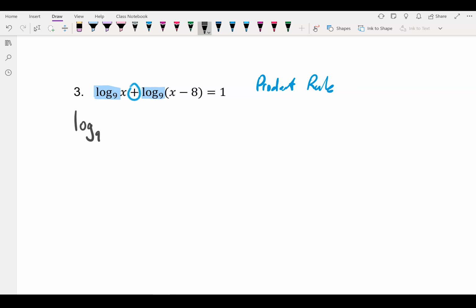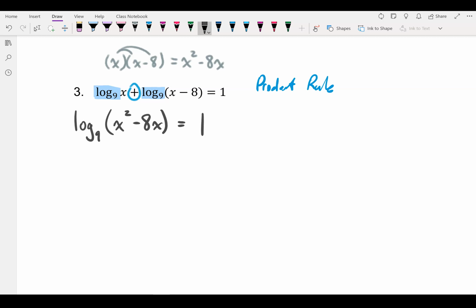It's x times x minus 8. It's x squared minus 8x. If you don't believe me, x times x minus 8, multiply those out, x squared minus 8x. So I have multiplied the insides. The right side I don't touch. It's a 1. Now I've isolated my log term.